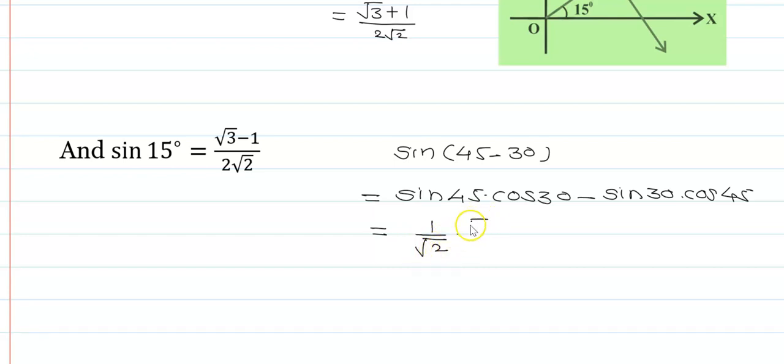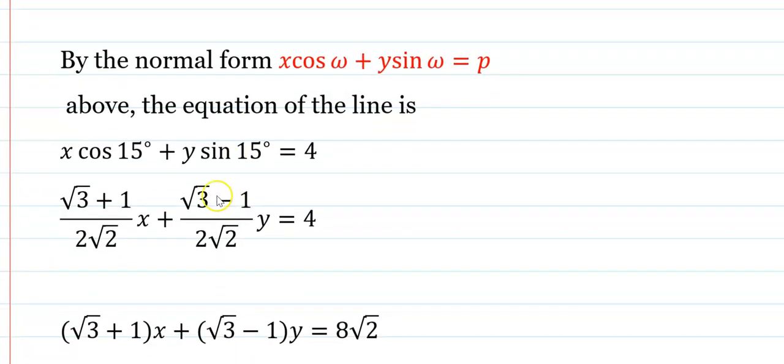Cos 30 is root 3 upon 2, minus sine 30 is again 1 upon 2, cos 45 is 1 by root 2. Overall, the denominator is the same for both of them, so 1 into root 3 minus 1, and here you will get 2 root 2. Therefore the value of sine 15 is root 3 minus 1 upon 2 root 2, and you can substitute the values here.